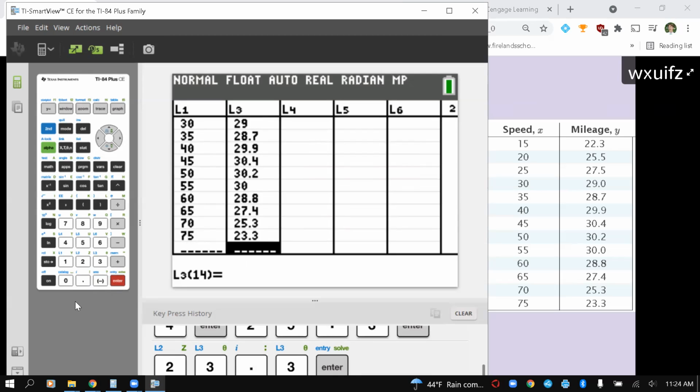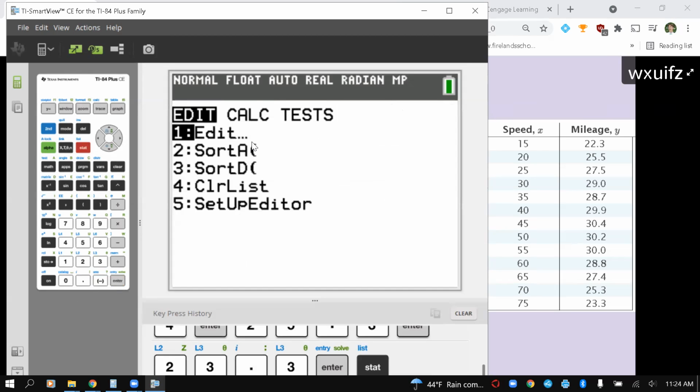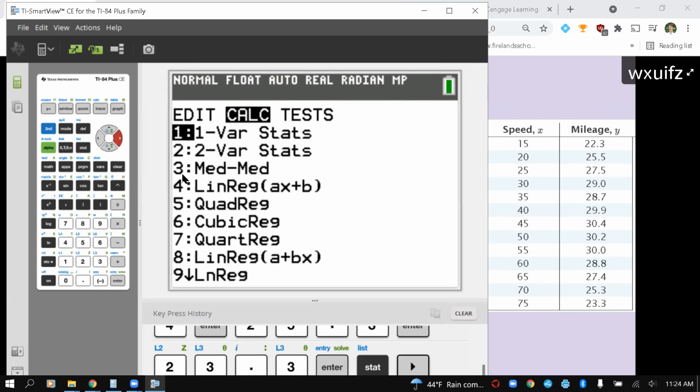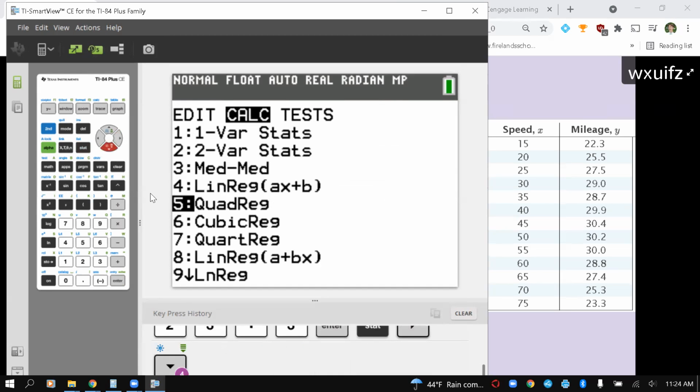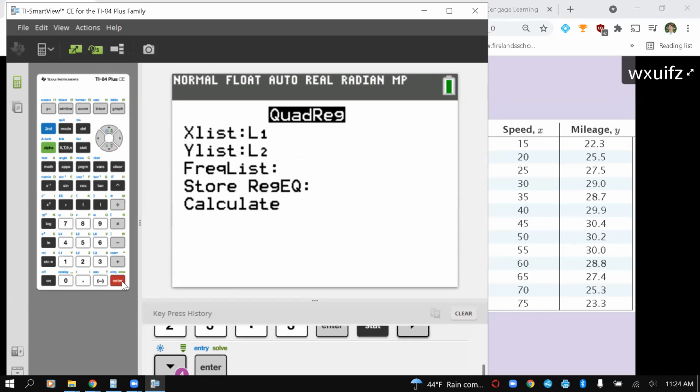All right, are you ready? Okay, then we're gonna hit stat. We're gonna go right to the calc tab. And then we've done this before with option 4 to get a line to fit the data. We're now going to do option 5 to get a quadratic to fit the data. Okay, now I messed up. So you can just hit enter, but because I messed up, I have to fix this. I put my y value in list 3 because I was showing you that error. But you should use list 2. Calculate.